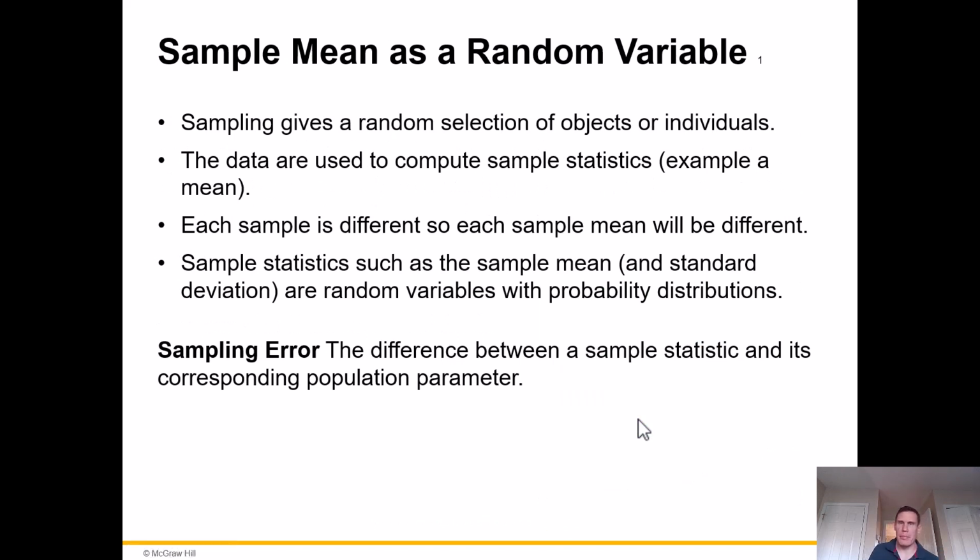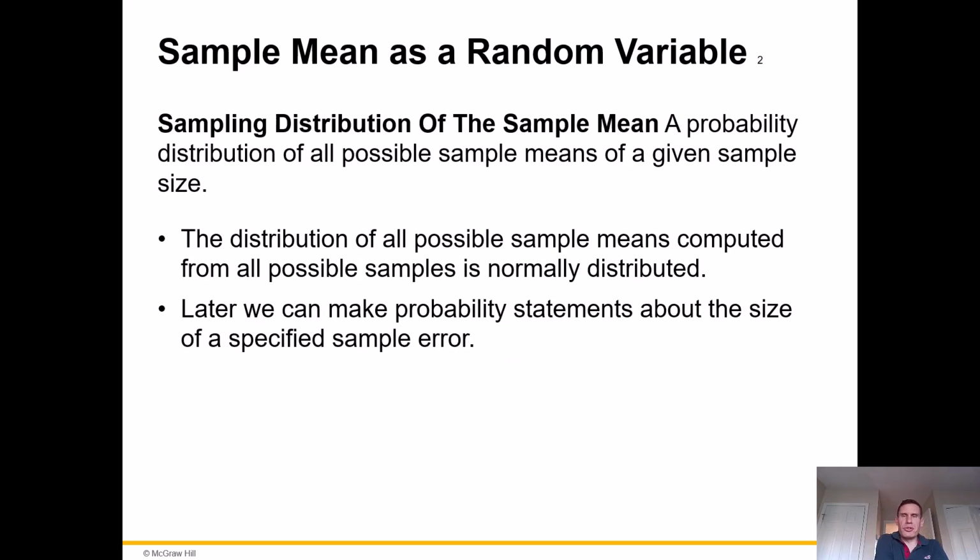All right, so let's talk a little bit about the sample mean as a random variable. Sampling gives a random selection of objects or individuals. The data are used to compute sample statistics. For example, a mean, which could also be a median, a mode, and so on. Each sample is different, so each sample mean will of course be different. Sample statistics, such as the sample mean and the standard deviation, are random variables with probability distributions. We'll talk about those a little more in a second. And finally, sampling error is the difference between a sample statistic and its corresponding population parameter.